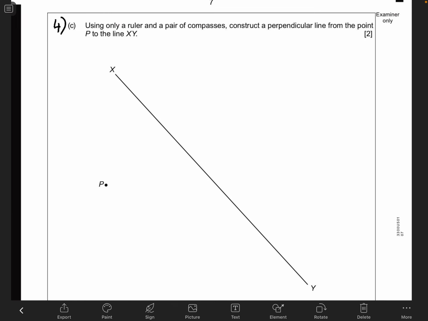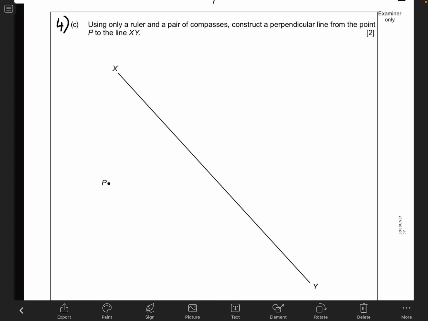Question 4, part C now. So that was question 4. This is part C now.